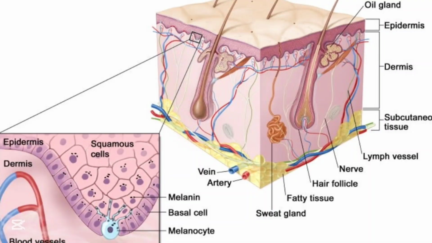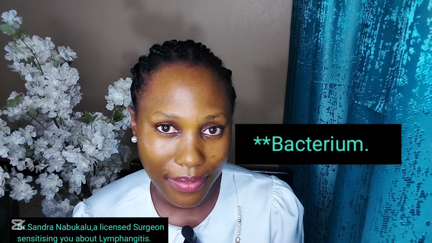The inflammation, that is the irritation of these lymphatic vessels of the skin and the subcutaneous tissues, is a result of infectious causes and non-infectious causes. Infectious causes are usually as a result of infection by germs, while the non-infectious causes don't involve germs. When it comes to the infectious causes of lymphangitis, the commonest germ that causes lymphangitis is bacteria.